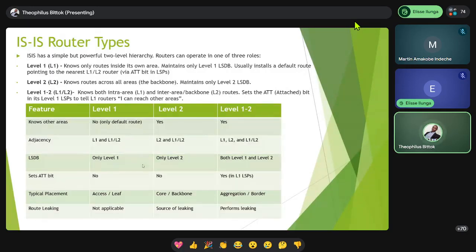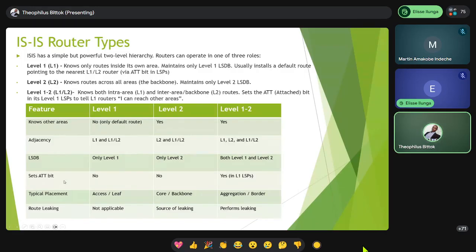For the LSDB, level 1 routers only maintain one type of LSDB, that is for level 1. Level 2 routers also maintain one, that is only for level 2. But the level 1-2 router maintains both LSDBs, for level 1 and level 2.